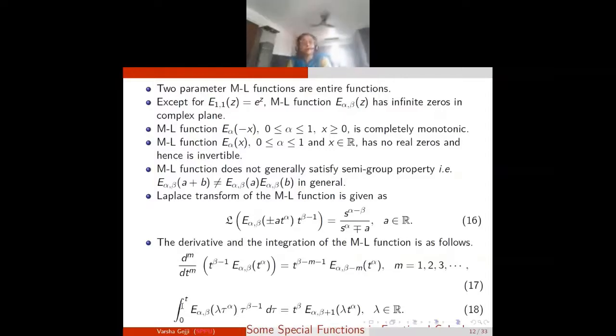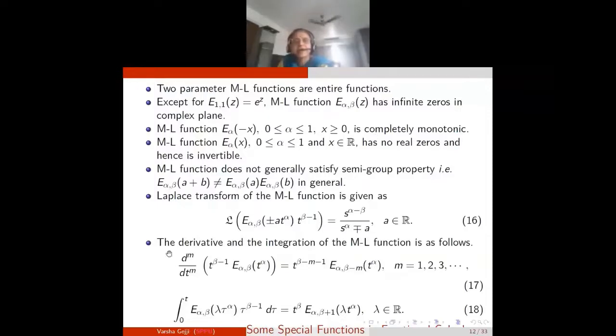Now there are some properties: 2-parameter Mittag-Leffler functions are entire functions, except for E_{1,1}. All other Mittag-Leffler functions have infinite zeros. So this is an interesting fact: the exponential function has no zeros, but its generalization, the Mittag-Leffler function, has infinite zeros in the complex plane. This fact has implications in fractional calculus and in fractional differential equations.